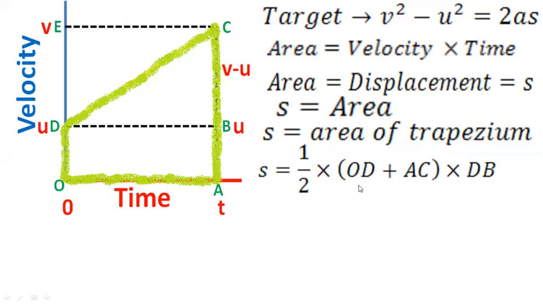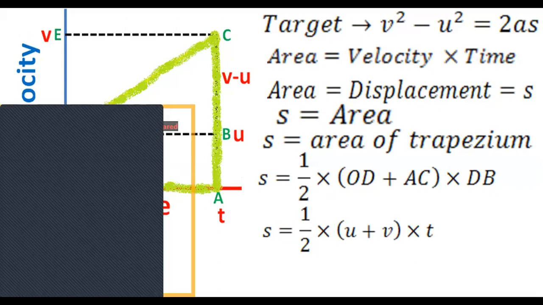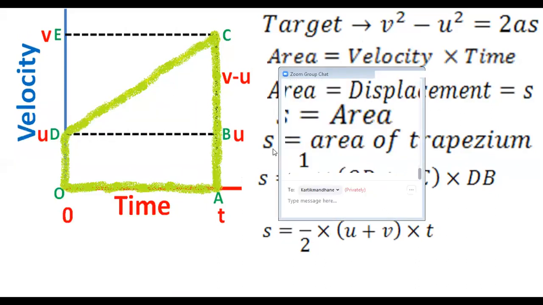We already have the values of OD, AC, and DB. Let me put those. What is the value of OD? U. And what about AC? V. So U and V. And what is the value of DB? That we already know, that is T. So every value I have put. S is equal to half into (U plus V) into T. So give me response in chat box. Till this moment, have you understood how we have derived S is equal to half into (U plus V) into T? We have used the formula of trapezium. Understood till this moment?